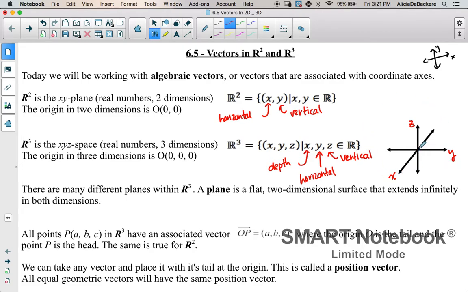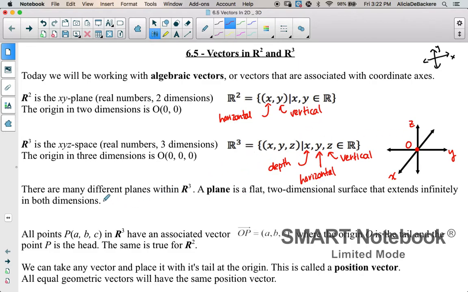Now, the values that we're using along these axes are all going to be part of the real number system as well, just like we usually deal with in 2 space up here. The origin in 3 space is 0, 0, 0, so it means I'm not moving forward or backward, right? This first number would be my forward-backward movement. I'm not moving side to side, and I'm not moving up or down, so no movement at all. I'm starting here at the origin.